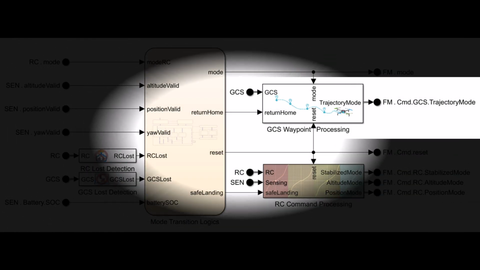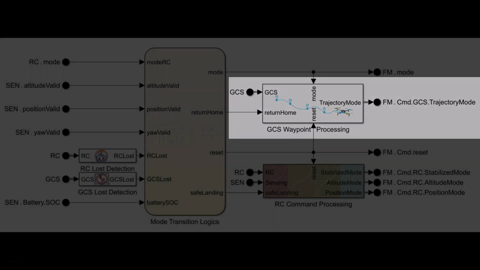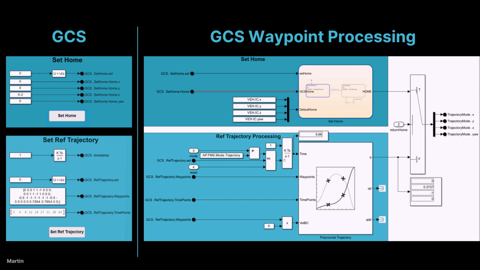Next, we'll explore the Ground Control Station Waypoint Processing Module, which handles the reception and execution of waypoint commands sent from the GCS. The GCS Waypoint Processing Module includes two key features: generating trajectories that guide the drone through specified waypoints at defined time points, and setting the home point for return to home.